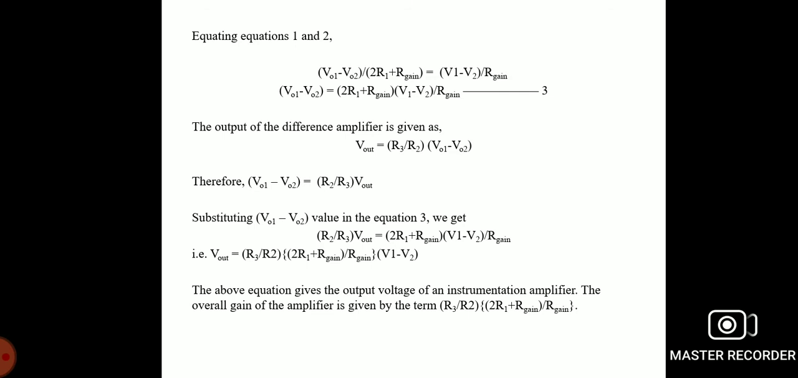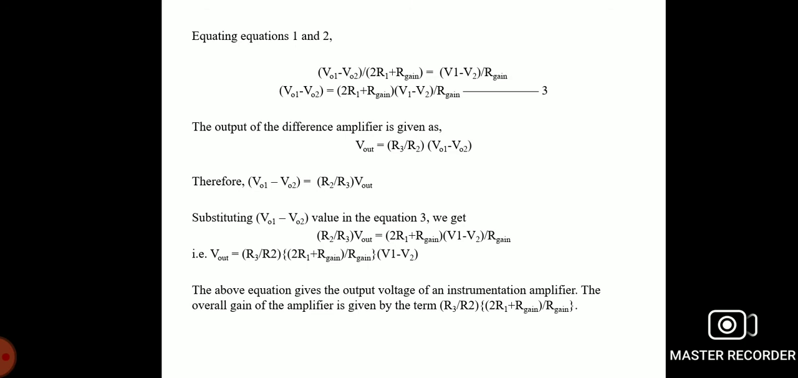Now we get R2 divided by R3 into V out equal to (2R1 + 2R gain) into (V1 minus V2) divided by R gain. Therefore, V out equals R3 divided by R2 into (2R1 + 2R gain) divided by R gain into the input voltage (V1 minus V2). So the above equation gives the output voltage of an instrumentation amplifier.